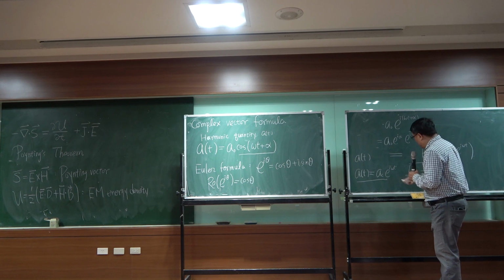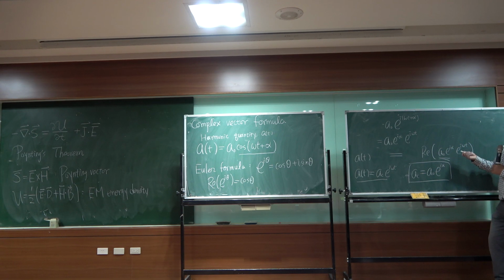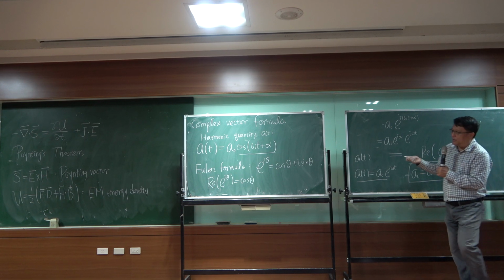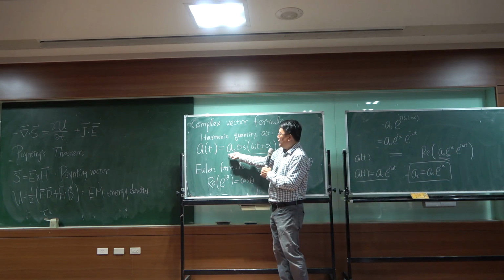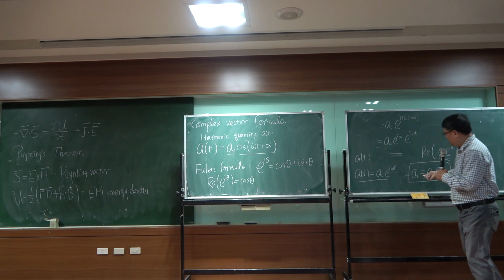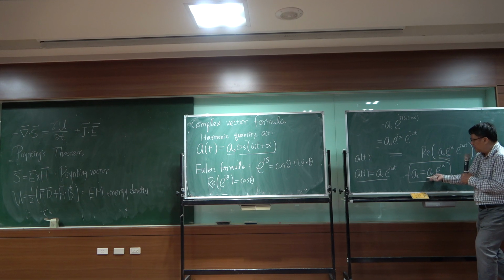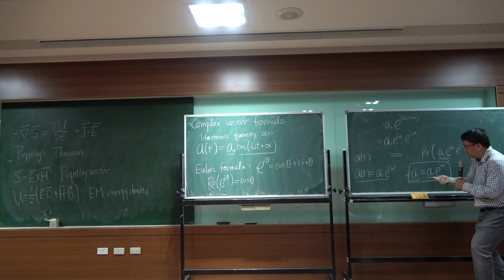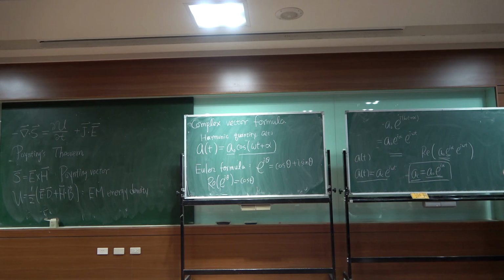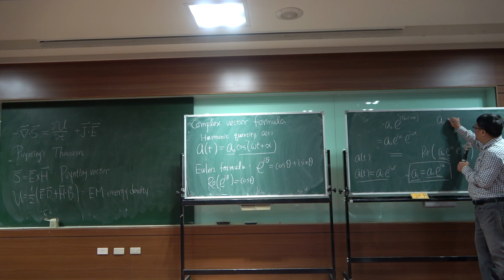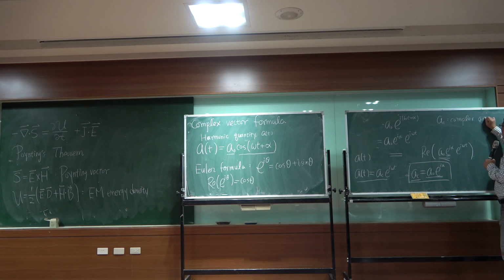In this representation, we may move this phase into the coefficient and define this as the complex amplitude. AC is the complex amplitude of this quantity A. Okay.